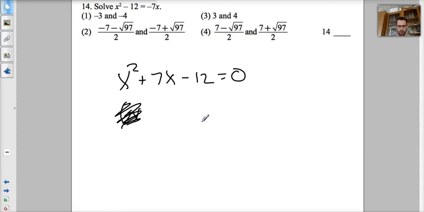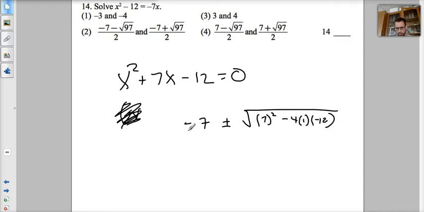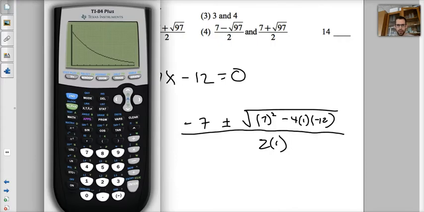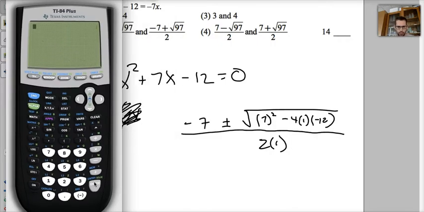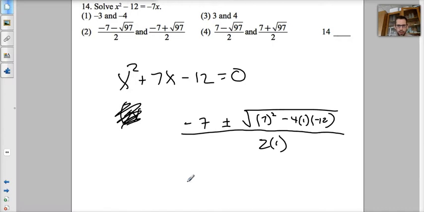I might just be psyching myself out and you might be yelling at this video right now. I'm going to do the opposite of b, plus or minus the square root of b squared minus 4 times a times c, all over 2a. All right, let my calculator do the thinking for me. 7 squared minus 4 times my a term, which is 1, times my c term, which is -12, and I get 97. So -7 plus or minus square root of 97 over 2. So that would be -7 plus radical 97 over 2, and -7 minus radical 97 over 2. So it is going to be answer choice number 2.